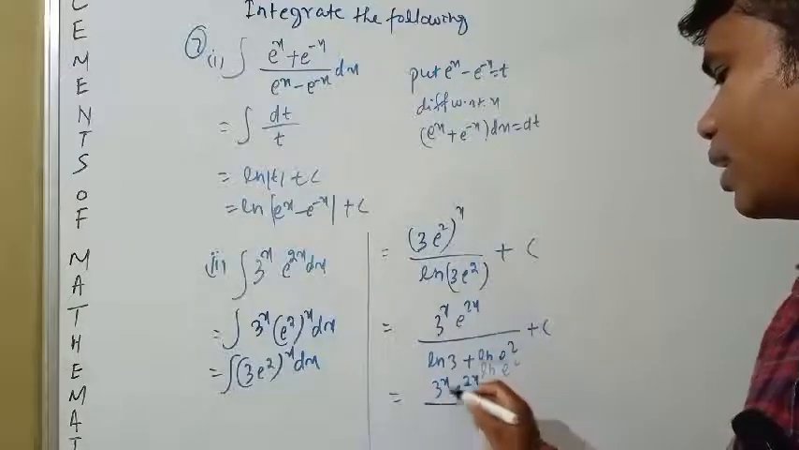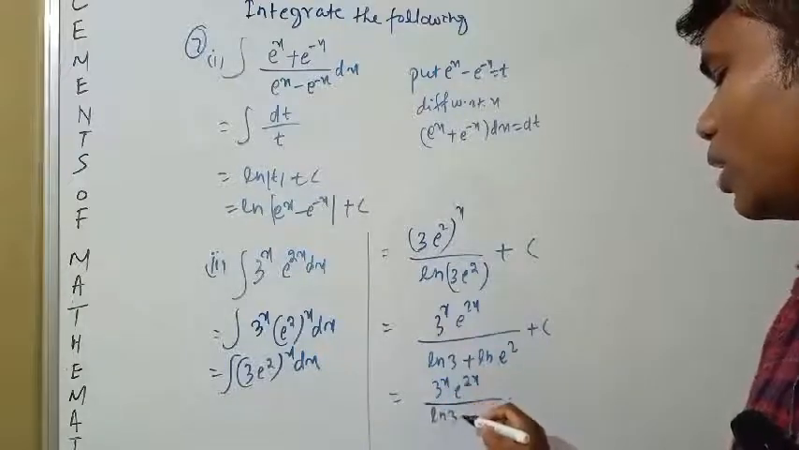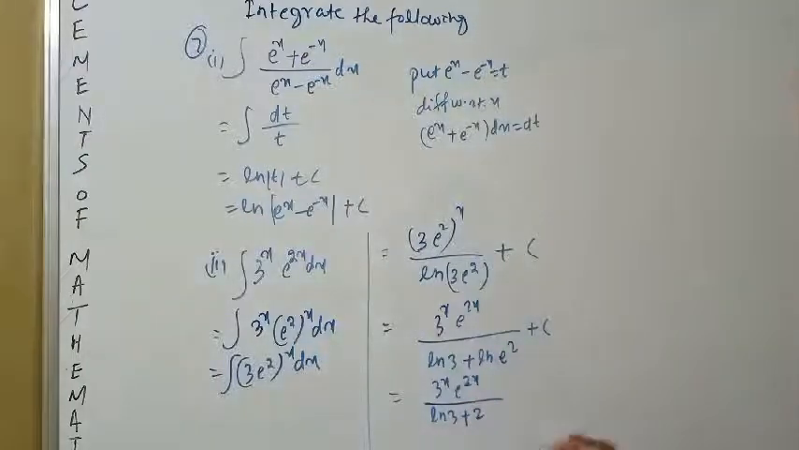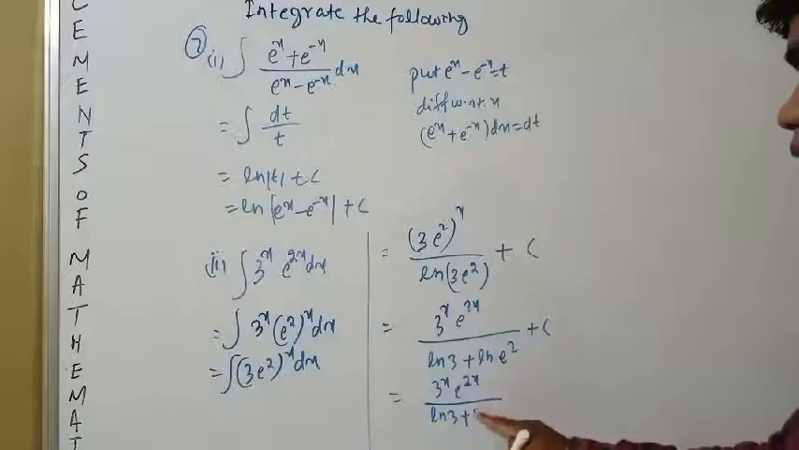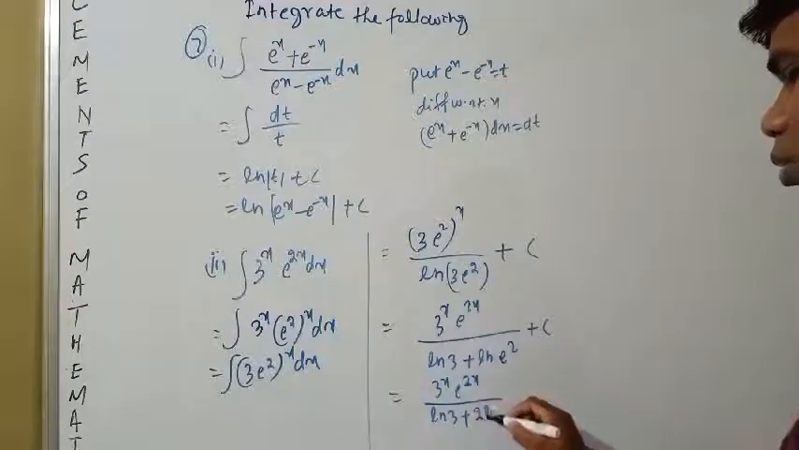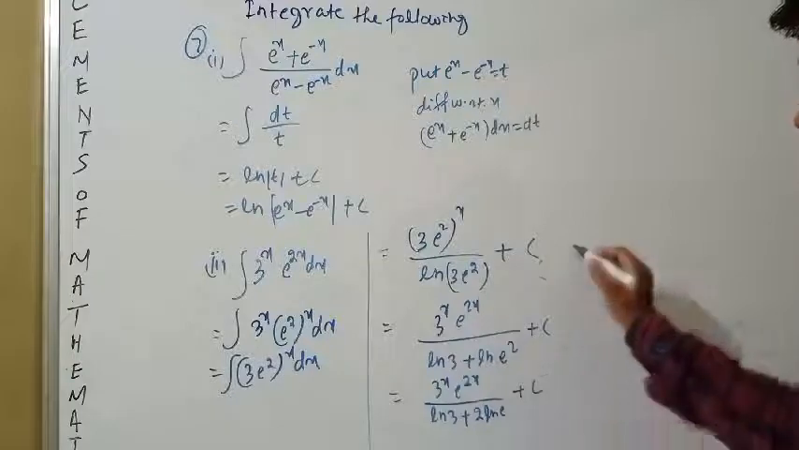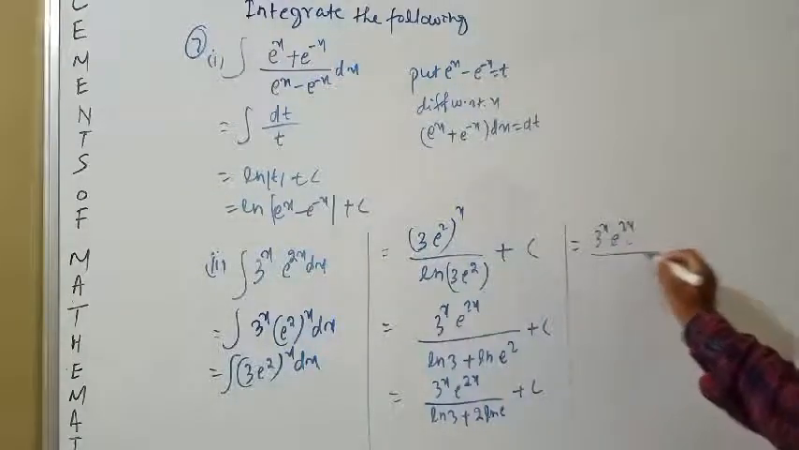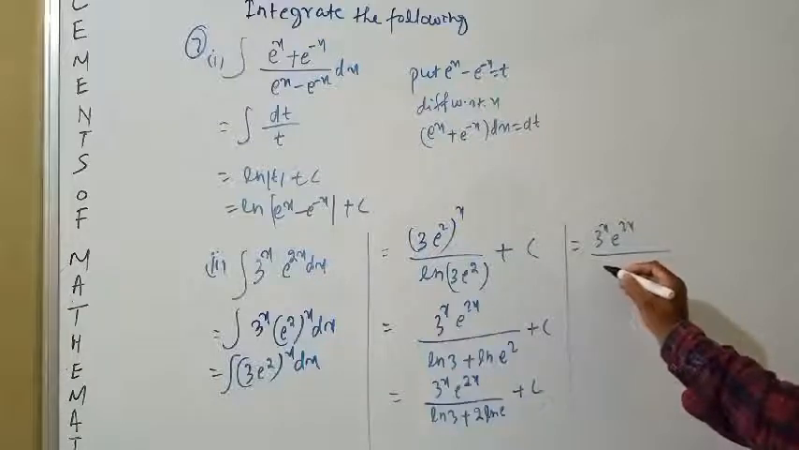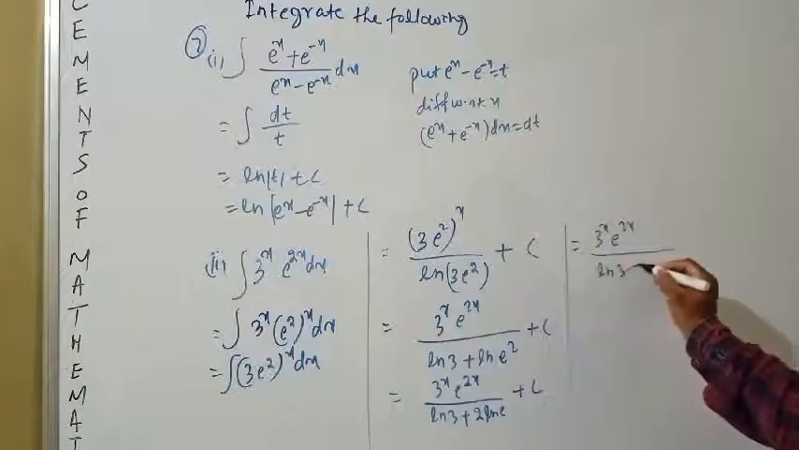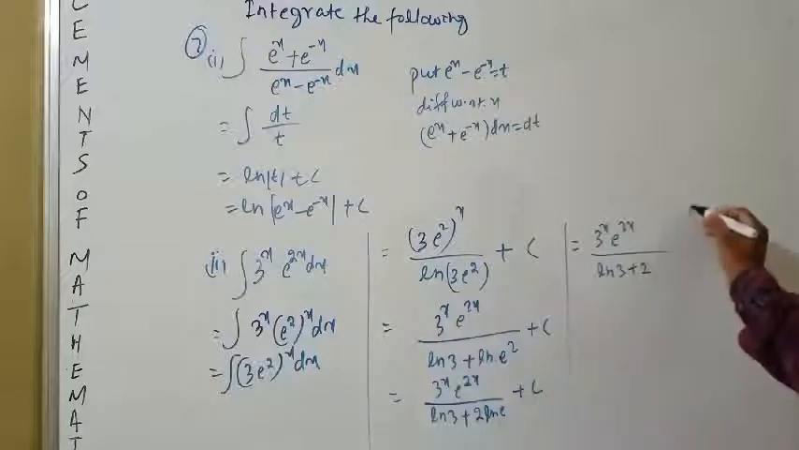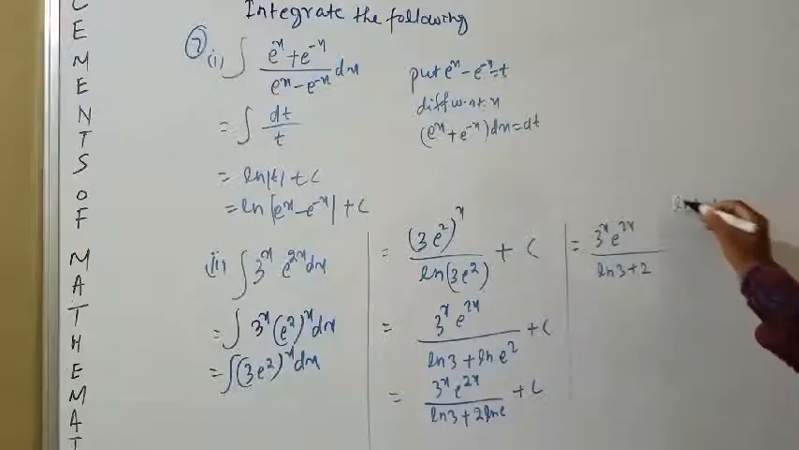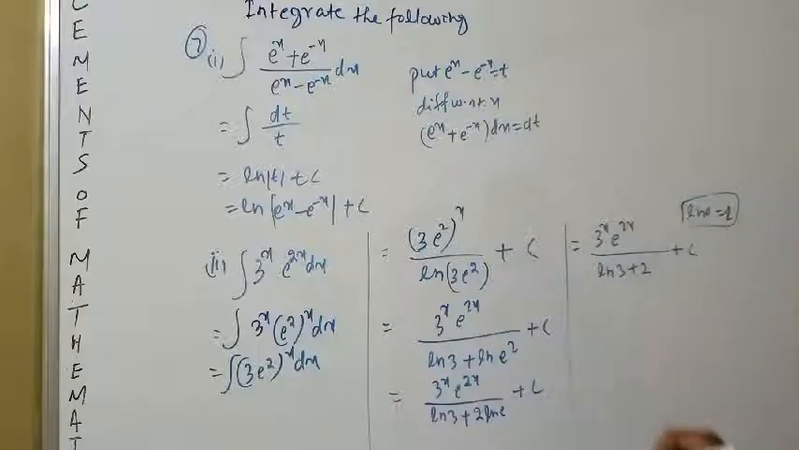Okay, divide ln 3 plus ln e is equal to 1, so this is equal to 2 ln e. Okay, this is equal to how much? 2 ln e plus c is equal to 3 to the power x e to the power 2x by ln 3 plus 2, ln e is equal to 1, plus c.